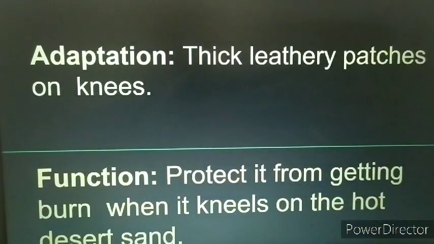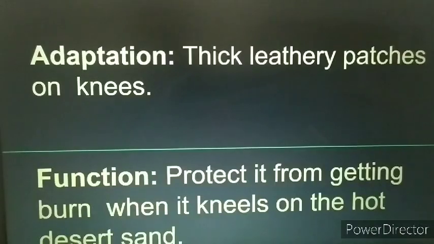This is also an adaptation found in the camel. There is a thick leathery patch found on the knees, and what is the function of this patch? It protects it from getting burnt. When the camel is to kneel down on the sand, as you know, during the daytime it is extremely hot, so definitely the sand particles must have become very hot. So when these camels are to kneel down, if their knees come in contact with the hot sand, they may get burned.